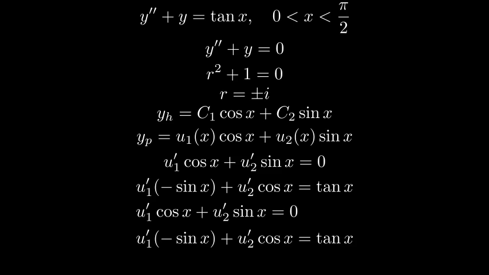tan(x) sin(x) + cos(x) equals sin²(x)/cos(x) + cos(x) equals (sin²(x) + cos²(x))/cos(x) equals 1/cos(x), or sec(x). So, u₂' sec(x) = tan(x). Therefore, u₂' = tan(x)/sec(x), which equals sin(x). And going back to our expression for u₁', u₁' equals negative sin(x) tan(x), which equals negative sin²(x)/cos(x).